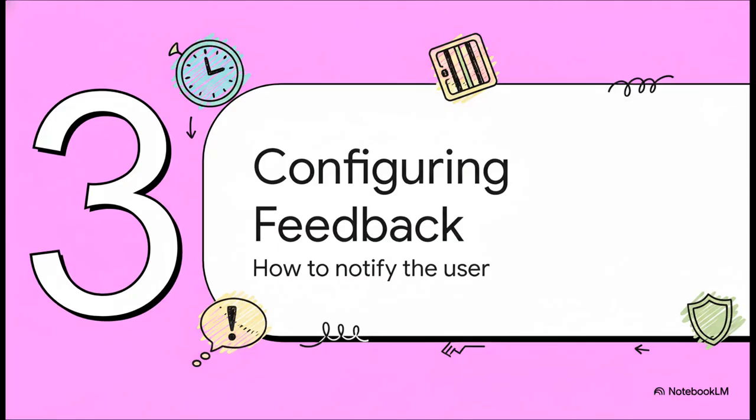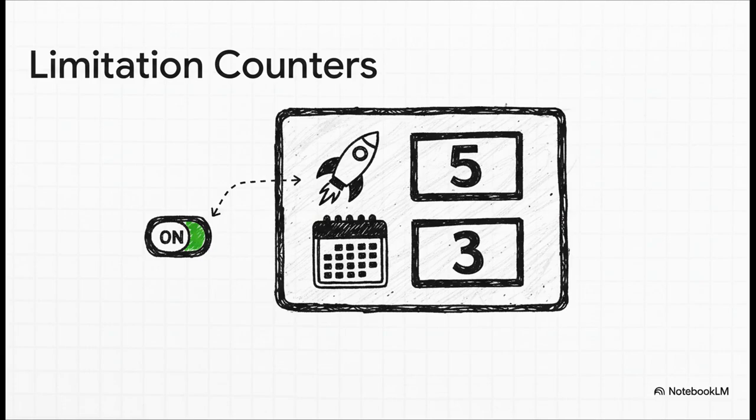Okay, so we've got our limits locked in. But limits don't do much good if the user has no idea they exist. This next part is all about communication, how we let the user know about their demo status. By default, PC Guard kind of plays it cool and doesn't show the user how much time or how many runs they have left. But you can easily turn these counters on, and they'll show up right on the activation dialog.